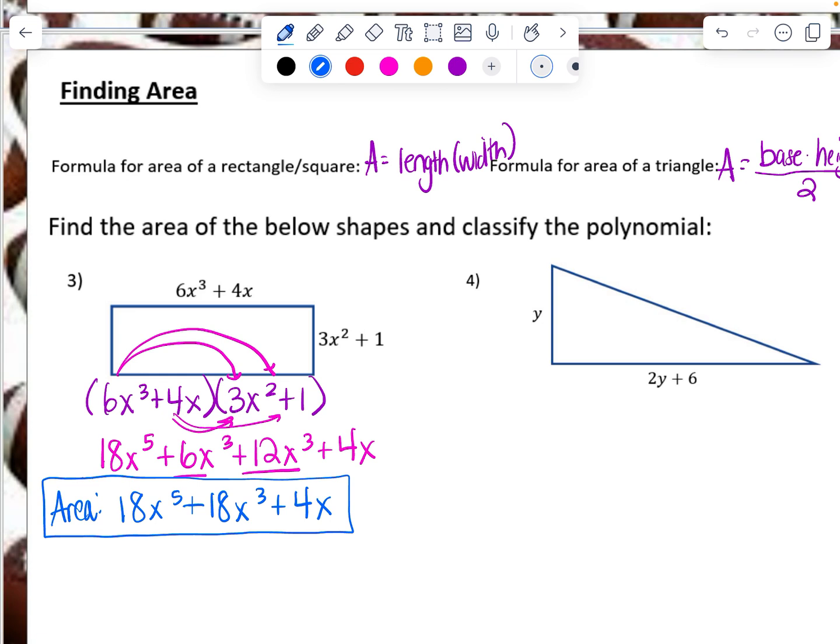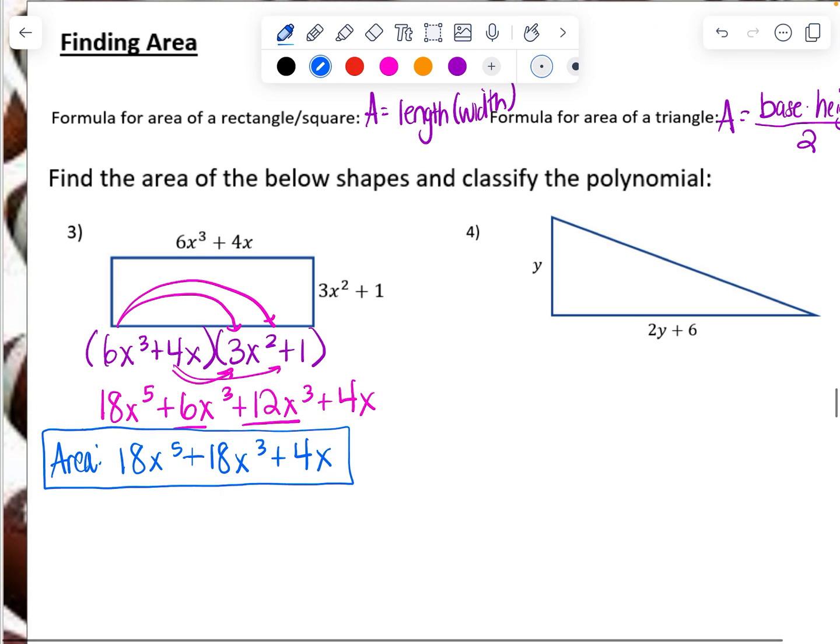And now I need to classify the polynomial as well. So it's a 5th degree, that's quintic. And it's a trinomial because it has 3 terms.